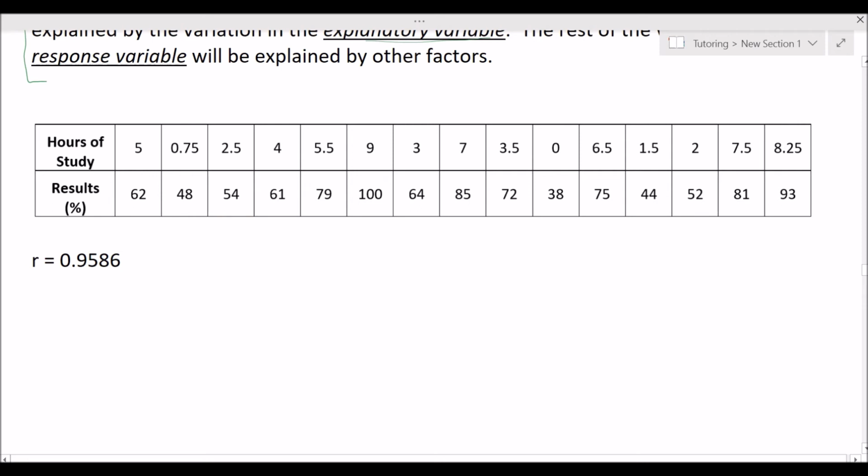Now, this technically isn't part of the syllabus. The syllabus very clearly says that you have to be able to use but not calculate the coefficient of determination, but I'm just going to throw it in here anyway because I think it adds to your understanding of what the coefficient of determination is. Okay, so hopefully you've done that, and if you square this, you should get 0.92, which we can turn into a percentage of 92%.